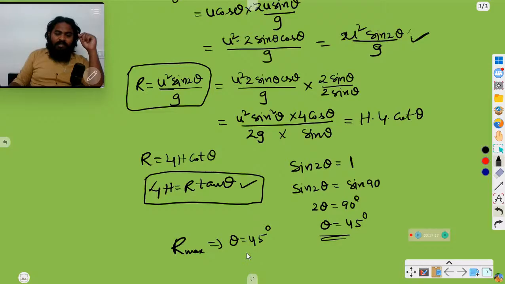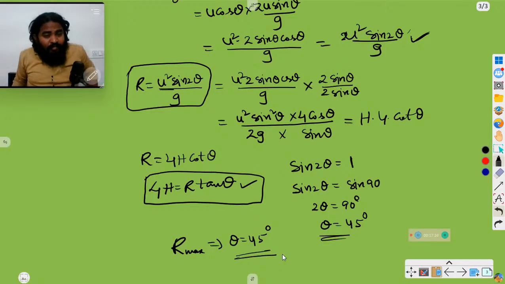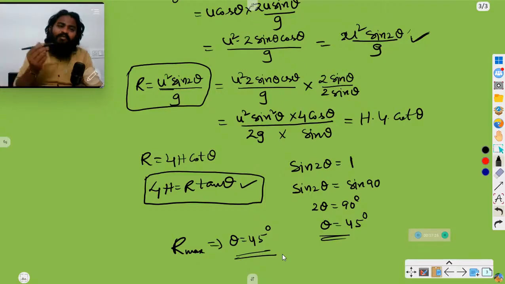A best example is Neeraj Chopra's javelin throw. What he has done is he used the maximum projectile angle, 45 degrees exactly, so that it reached the maximum range.